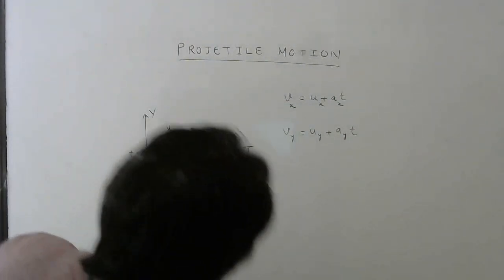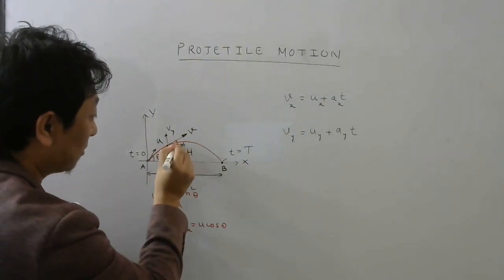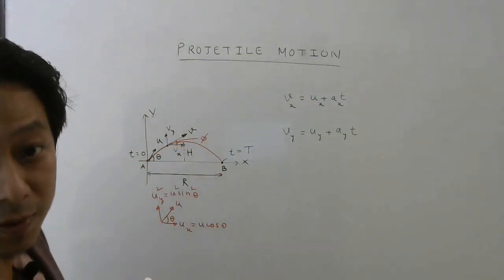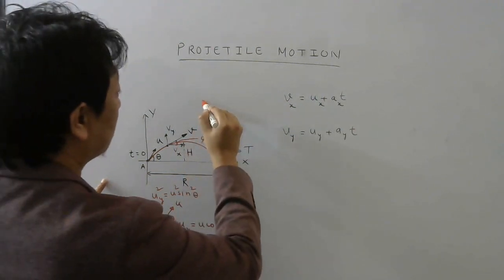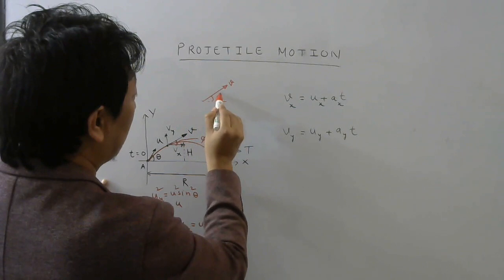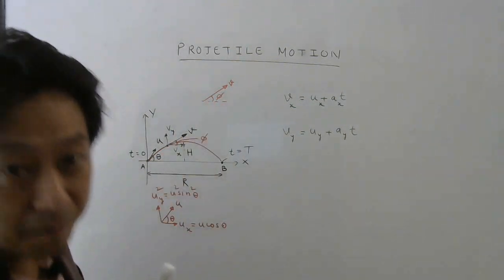Now, this angle here you can see is slightly smaller than this angle. So let us call this angle as phi. Right, so this phi, I hope you understood. This is the final velocity. So that final velocity makes an angle phi with the x-axis.